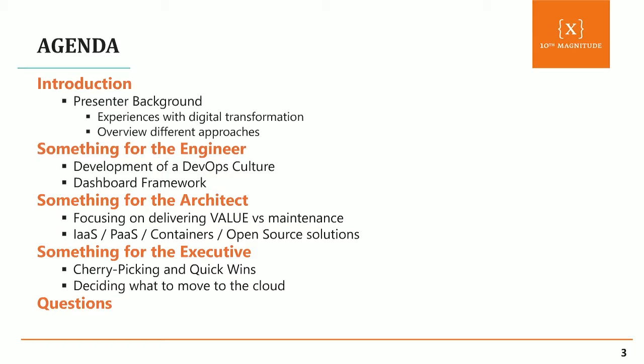At a high level, we want to go through the path to digital transformation. So talking about something for the engineer, something for the architect, and then finally closing out something for the executive, because any digital transformation covers all three of these areas, and it's good, all different departments. Then we'll close out with some open questions from the audience.